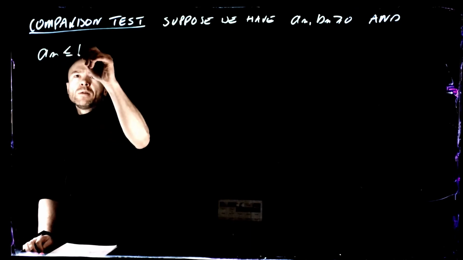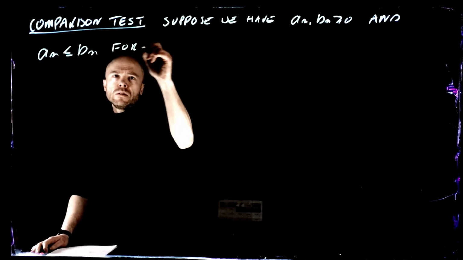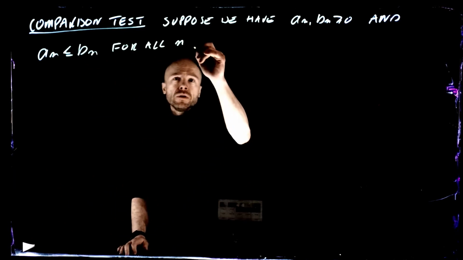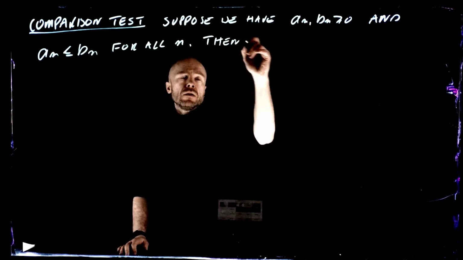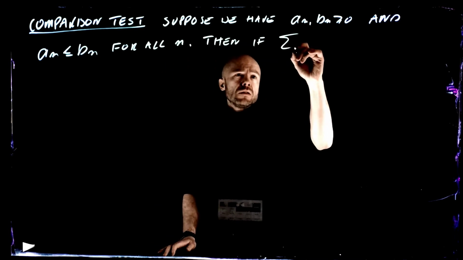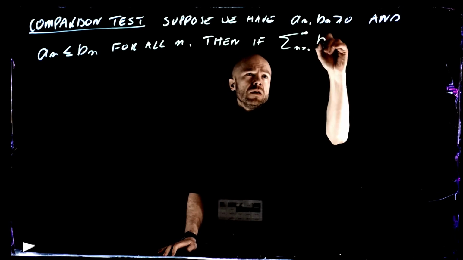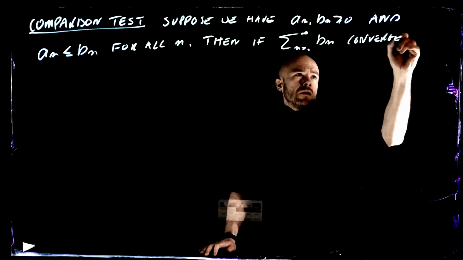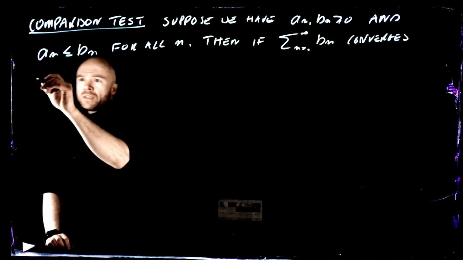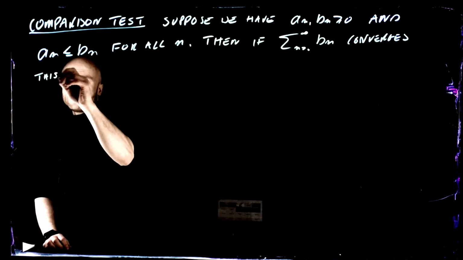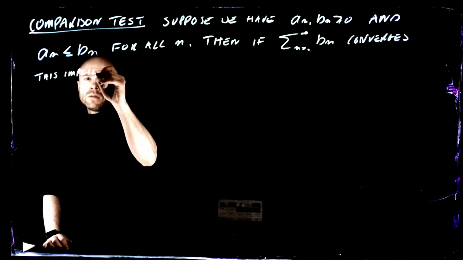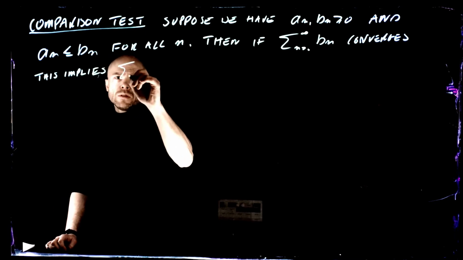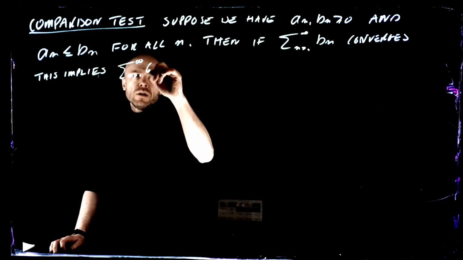AN is less than or equal to BN for all n. Then the following is true. If the series, so n equals 1 to infinity, Bn converges, this implies the sum n equals 1 to infinity AN converges.